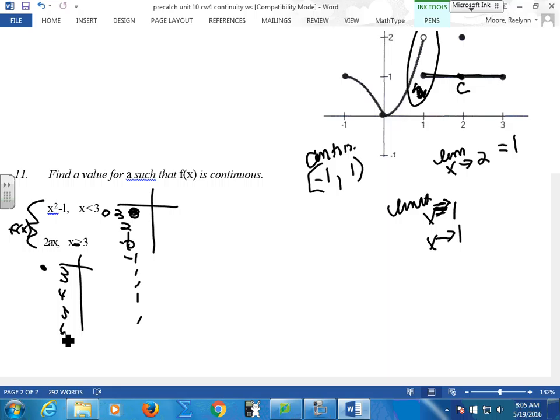So they have to be the same to make it continuous. One has to be open at it, one has to be closed at it. It's just another way to say, is this going to connect? Is it going to be continuous? Am I going to be able to put my pencil down and not pick it up? If they meet at 2 different places, I have a jump discontinuity. So I want this value to be equal to this value. So how can I do that?